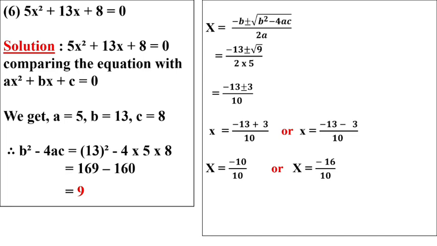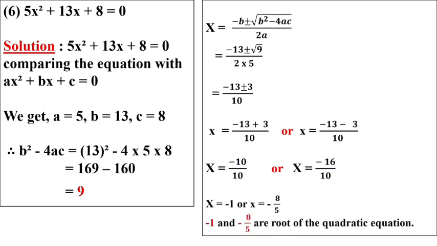Now minus 10 upon 10 will come in the same table. Table of 10. 10 1 is 10. So here we get minus 1. Minus 16 upon 10 will come in the table of 2. 2 8 is 16. 2 5 is 10. So here we get minus 8 upon 5. So here we got minus 1 and minus 8 upon 5 are the root of the quadratic equation.